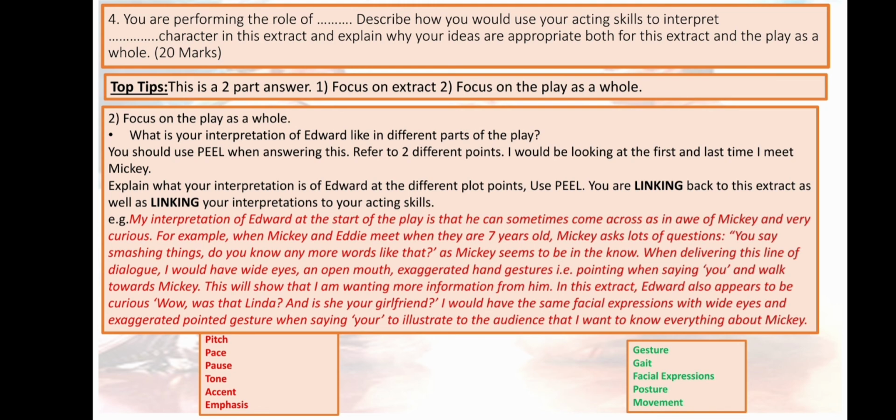You should aim to use as many vocal and physical skills in your essay as possible. You should say what your ideas for performance are, as well as your justifications. You should aim to have at least 3 quotes from the extract and 2 further quotes from different parts of the play. Pause the video here to complete your work.